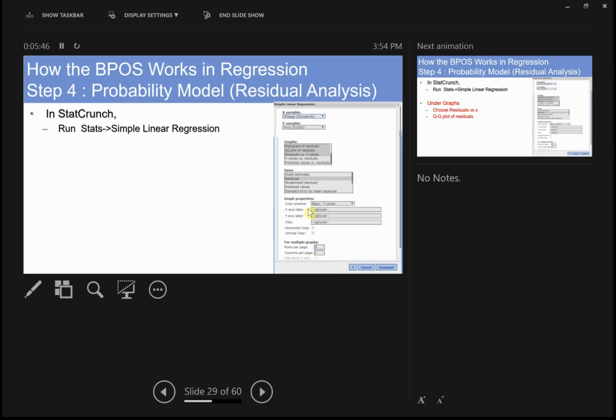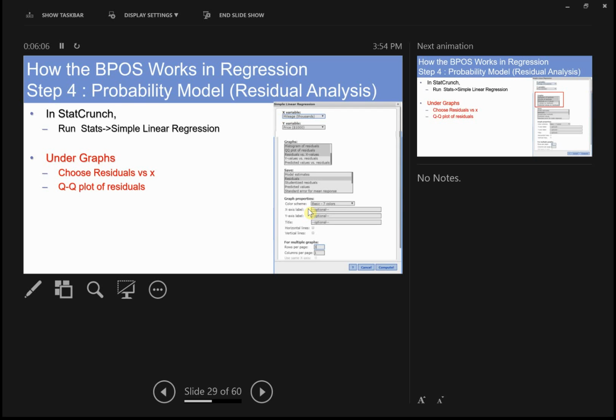Okay, so how do we do this? It's actually really easy. So we're going to go back and we're going to use the Porsche data. And we're going to run the same command we did last time, stats, simple linear regression. And now what we're going to do is we're going to check a few more boxes. Remember last time, we only filled in the X and Y variable, and that was it.